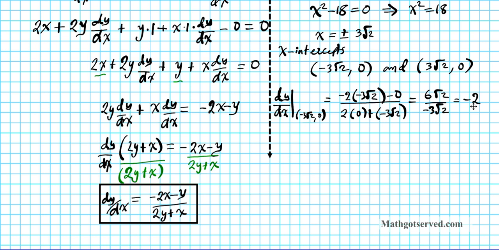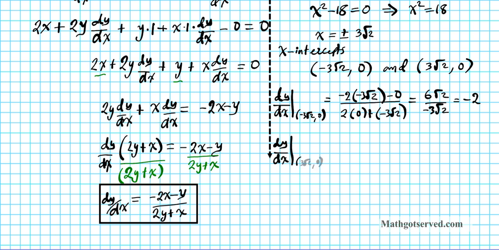Now, what does this answer mean? This answer means that at this intercept, the slope of the tangent line is -2. So the question is, what is the slope at the other intercept? Are we going to get the same thing? If we do, then that means that the tangent lines are parallel at the x-intercepts. If not, then they are not parallel. Okay? All right, so let's go ahead and find it out. At 3 root 2 for x and 0 for y.